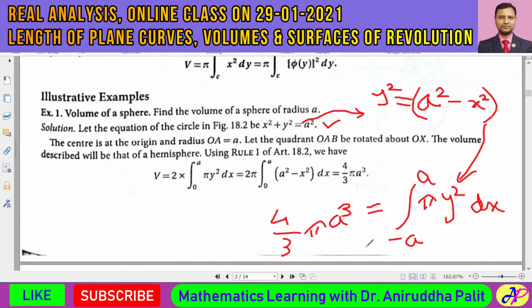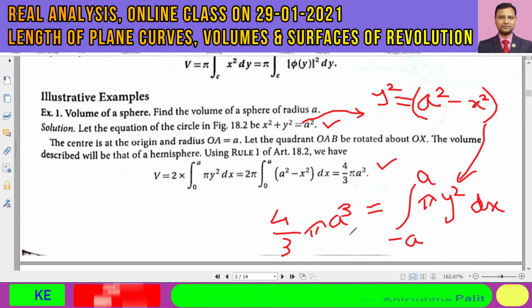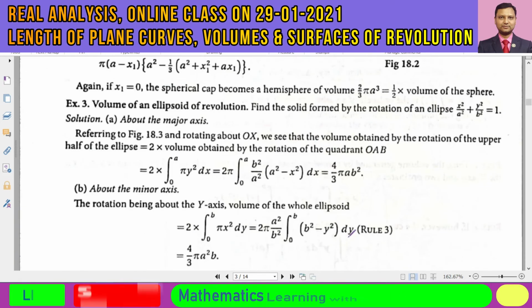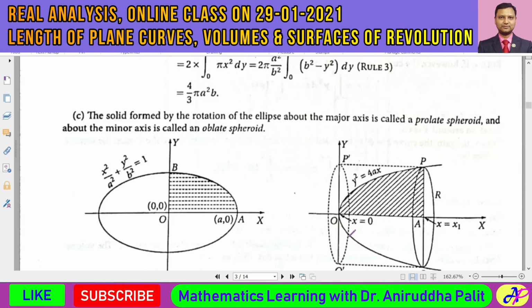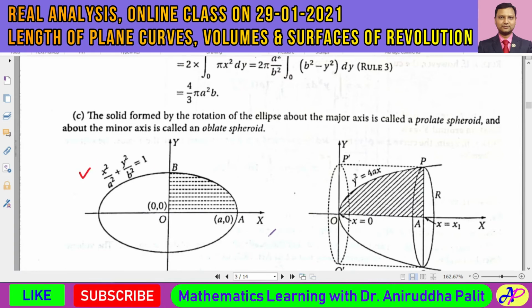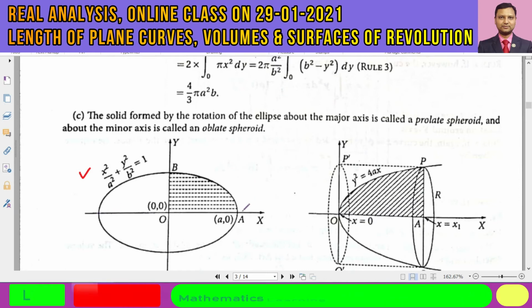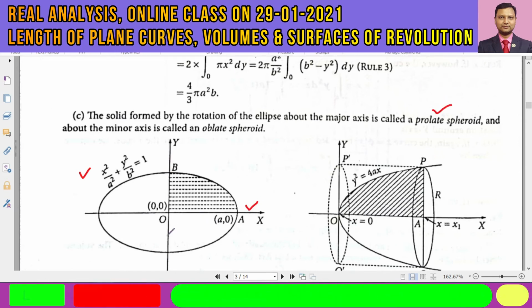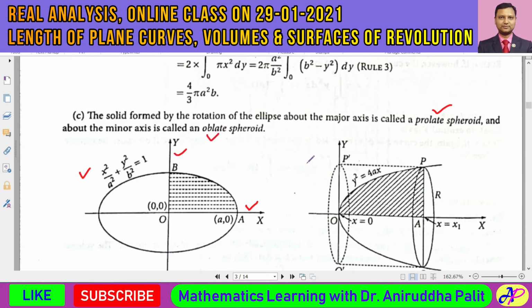This is a standard question in your examination. This is the final result, 4 by 3 pi a cube. Okay, and one more such question is generally selected, just in place of a circle. Sometimes we consider this kind of ellipse. Whenever it is rotated about x-axis, we get one kind of geometric figure that is called a spheroid. Whenever it is rotated about x-axis, it is called a prolate spheroid. Whenever it is rotated about the y-axis, it is called an oblate spheroid.